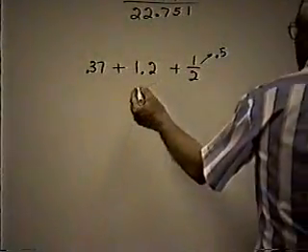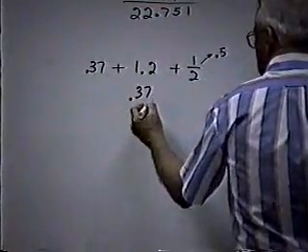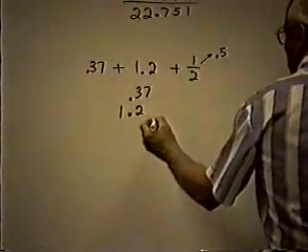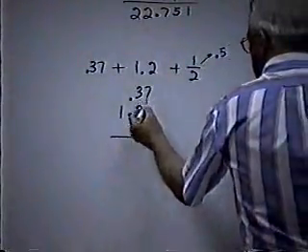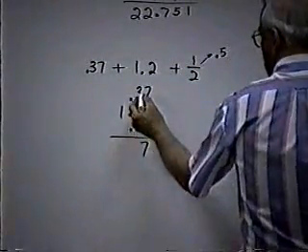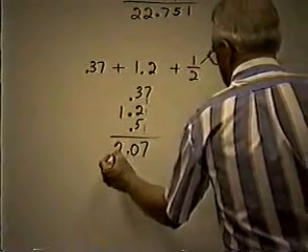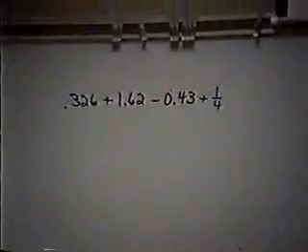Alright, so what we do then is we line up 0.37 and 1.2 and 0.5. And we add up 7, 3 and 2 is 5, and 5 is 10, carry the 1, 2.07. Alright, looking for the next example.